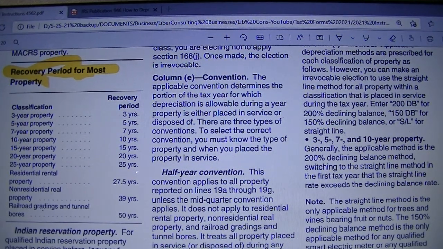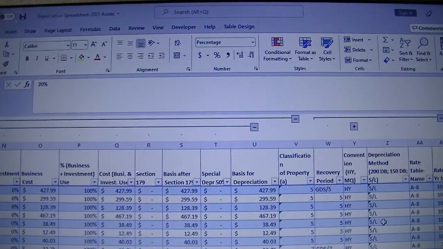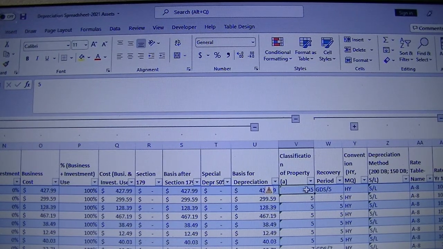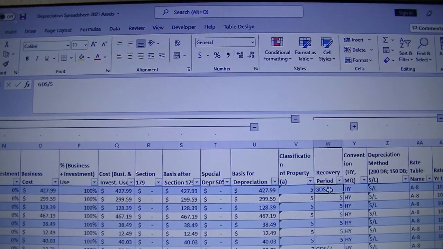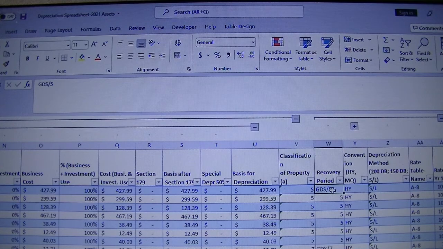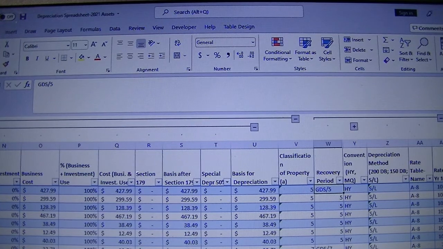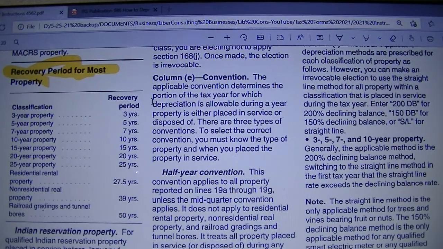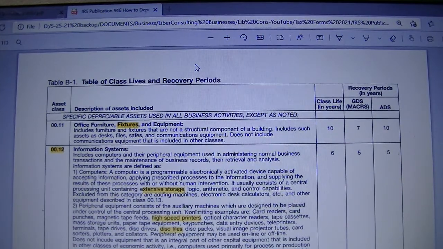So now that we know this information, we will come back to our spreadsheet. We will put the classification of property. So 5, the recovery period is, we are going to use GDS, and the recovery period is 5. We found that out on table B2. So now that we know that, we will now go to the IRS depreciation tables, and that is found in Appendix A.